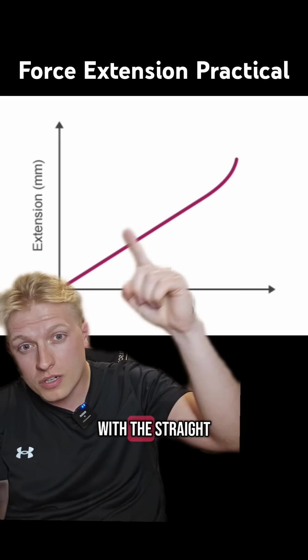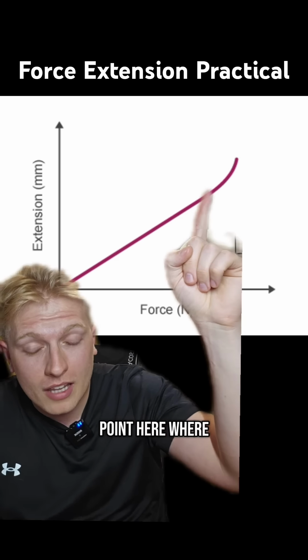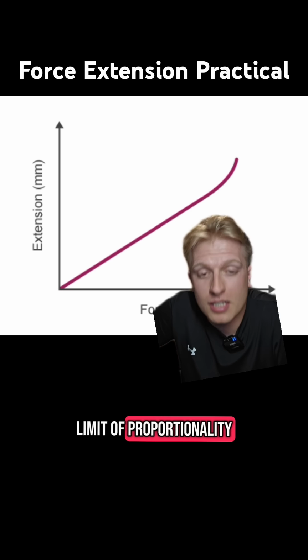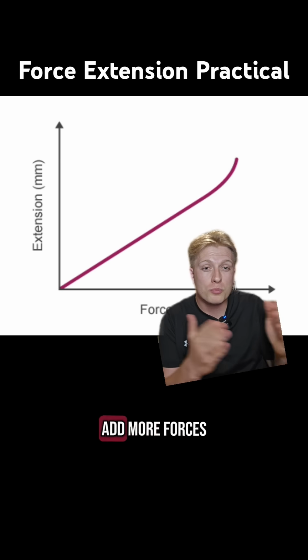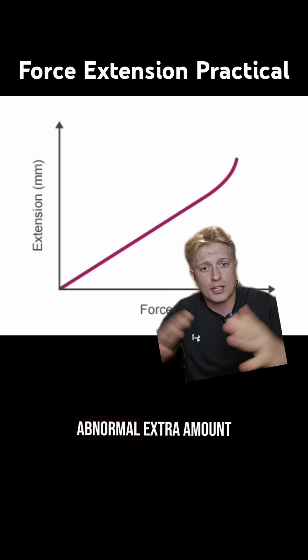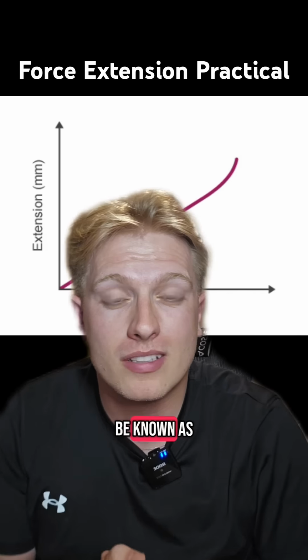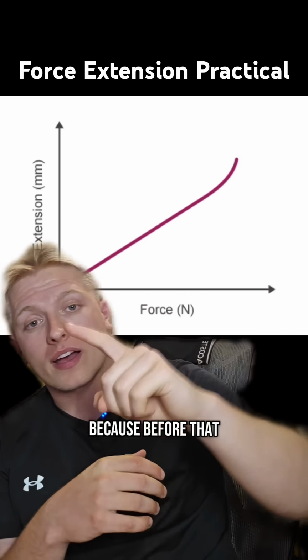And that's what you see here with a straight line through the origin up to this point here where it starts to curve. We call this point here the limit of proportionality because after that point, if you add more forces, we see an abnormal extra amount of extension. It curves up.